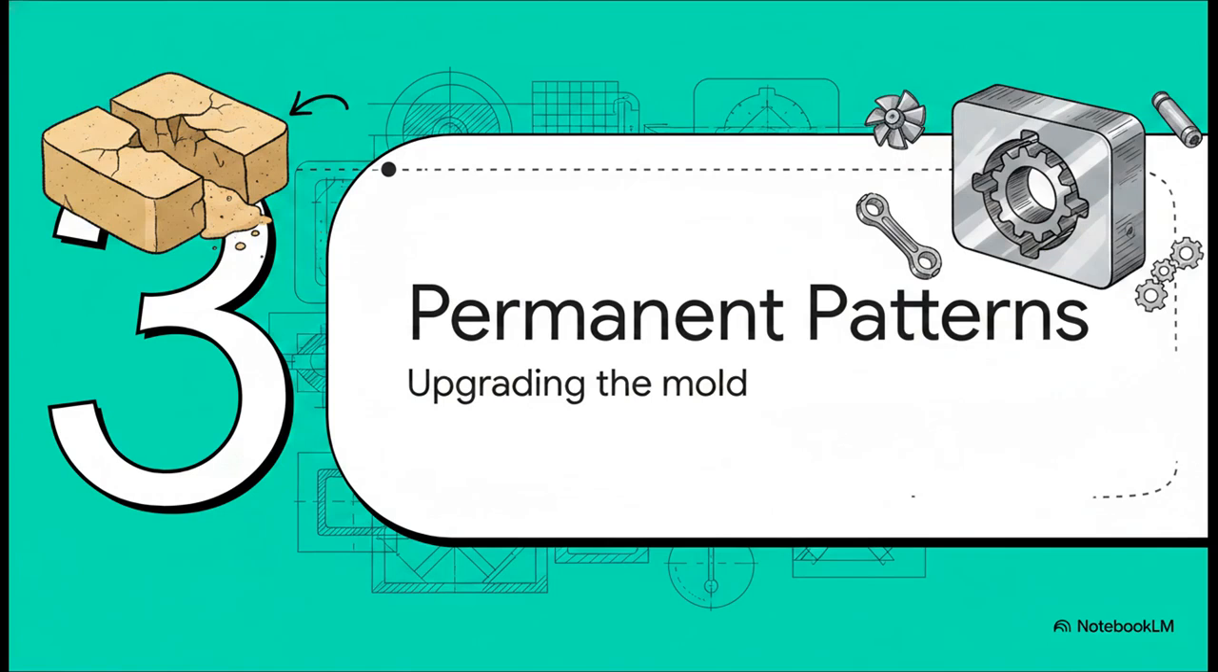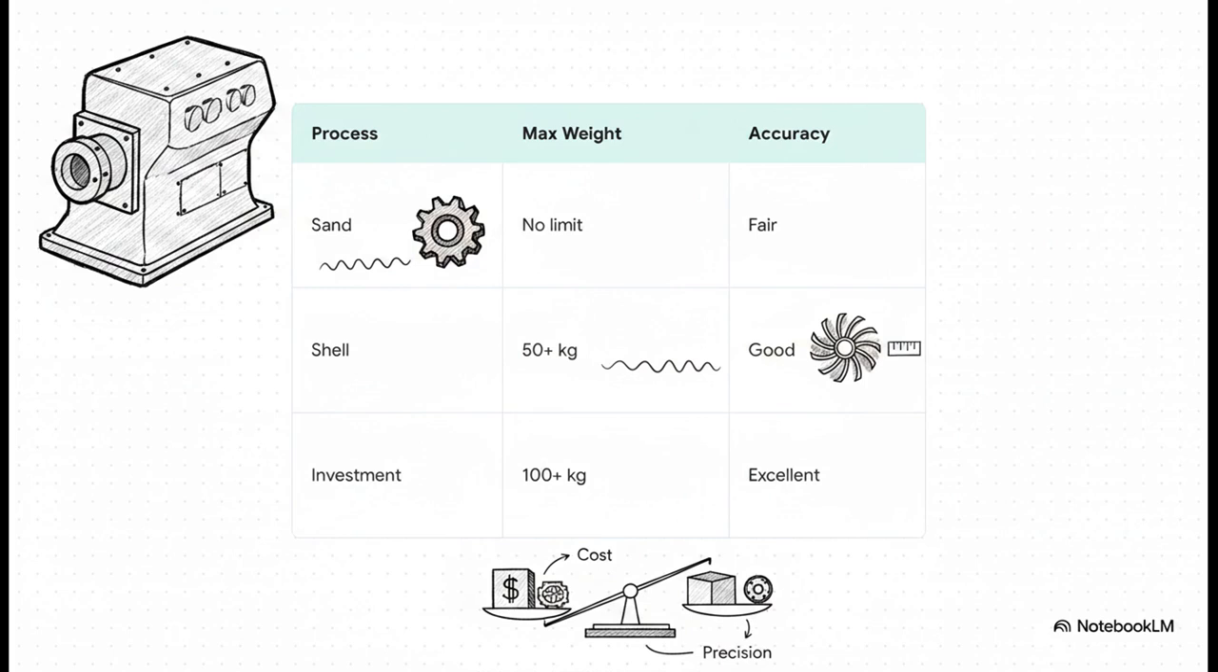But what happens when basic sand casting just isn't precise enough for the job? Let's transition to Section 3, Precision with Permanent Patterns. Time to upgrade the mold. Now, what's really interesting about this slide is seeing how every casting method is essentially a trade-off. Notice the balance between weight limits and dimensional accuracy here. Basic sand casting has virtually no limit on part size. I mean, you can cast massive multi-ton machine bases, but the accuracy is really only fair.